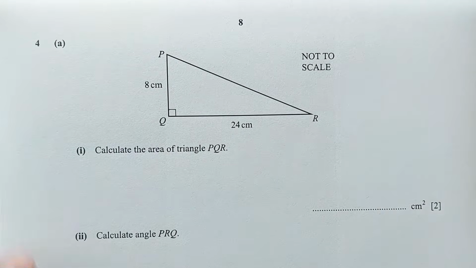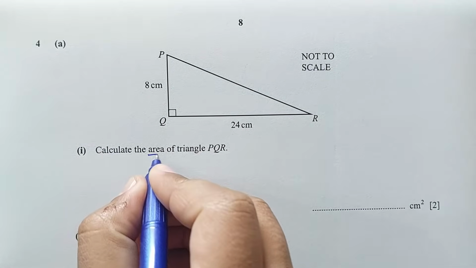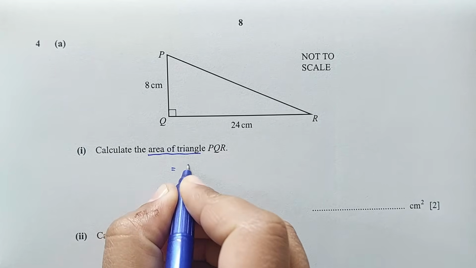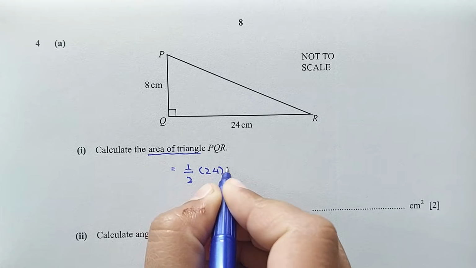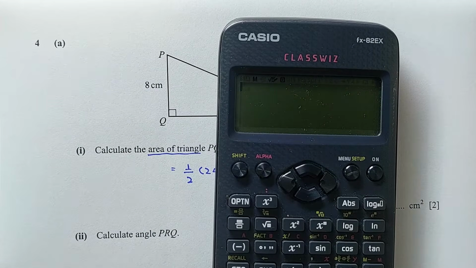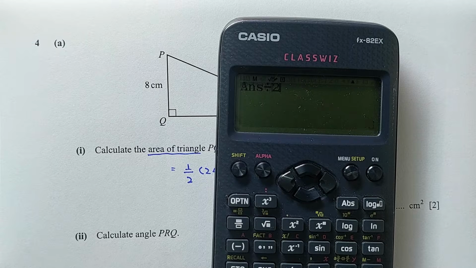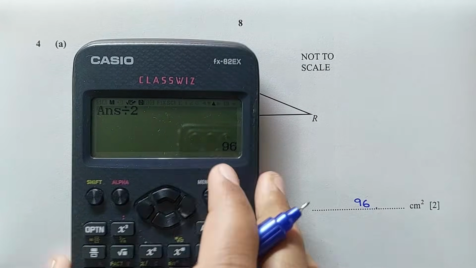Question number 4, part A, calculate the area of the triangle PQR. The area of a triangle is half base times height. Because it is a right angle triangle, the base is 24 and the height is 8. So 24 times 8 divided by 2 is 96 centimeter square.